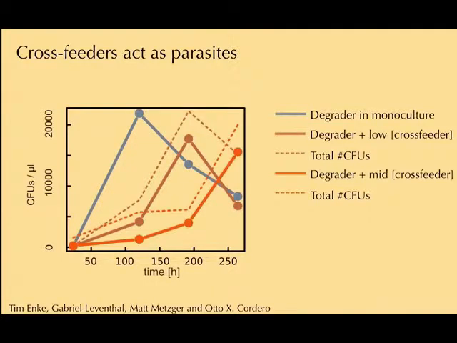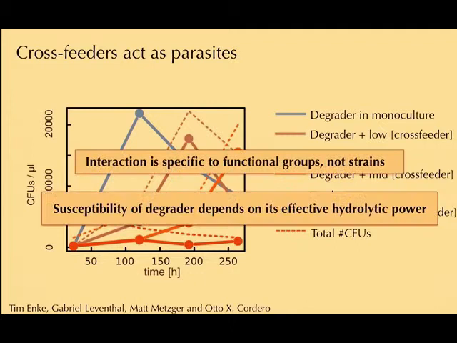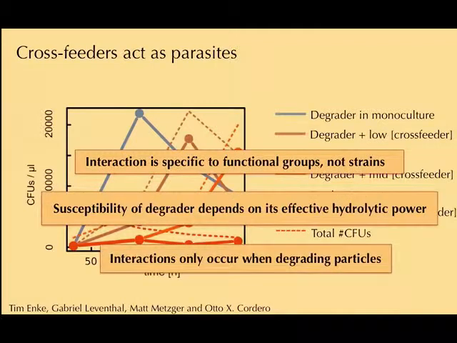And if you add more secondary consumer, it takes longer. And if you add too much, nothing happens. So basically, it's a kind of suicide of the community if the load of secondary consumers is too large. The statement here is that the primary degraders are not growing as much. Their rate and yield is diminished, and that's why you have inhibition. These are things I already told you.